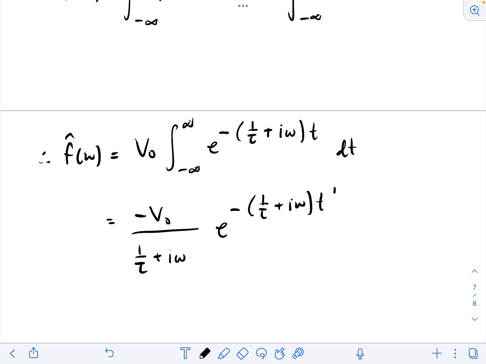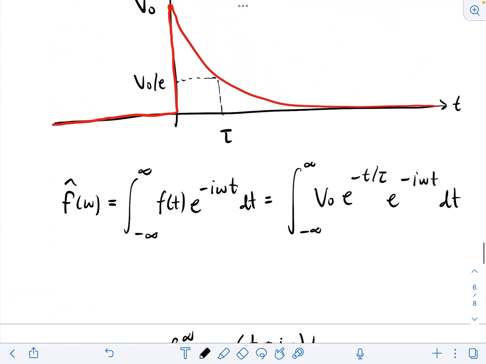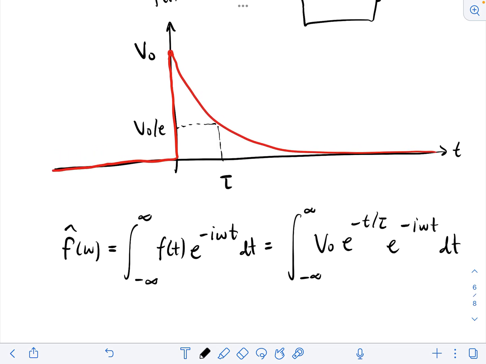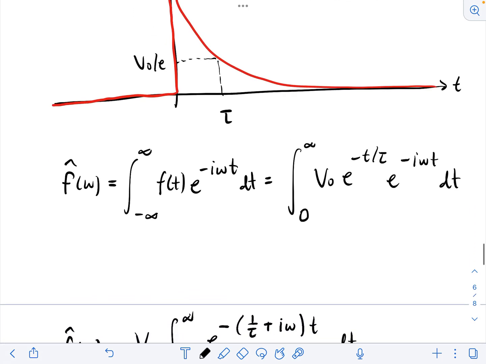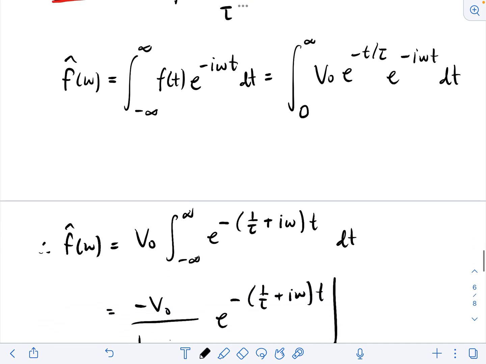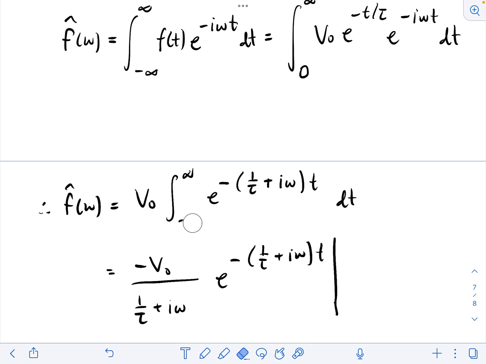Oh, sorry, I've made a mistake here. Let me fix this mistake. I substituted in this f of t, but the expression I put in for f of t is valid only for times greater than t equals 0, because at all the negative times f of t is 0. So once we substitute in our expression for f of t, we have to be careful because that's valid only for positive times. All of the negative times in that integral make no contribution, and so I have to fix this lower limit. When we evaluate our integral, we evaluate between the limits of 0 and plus infinity.